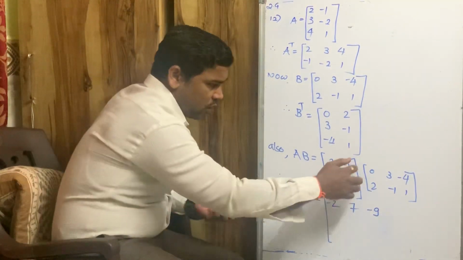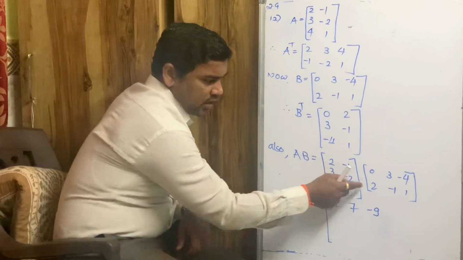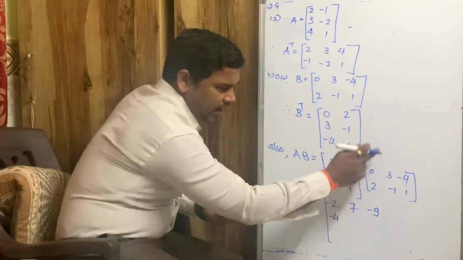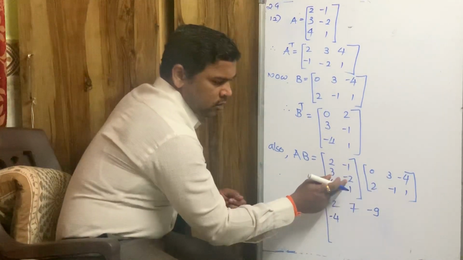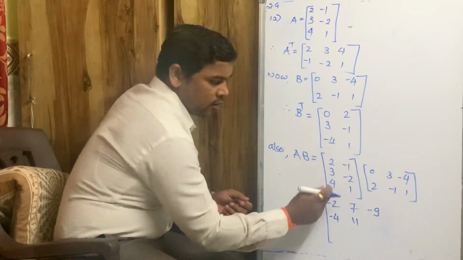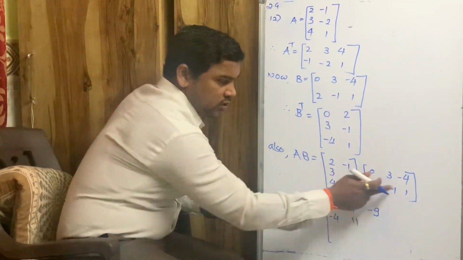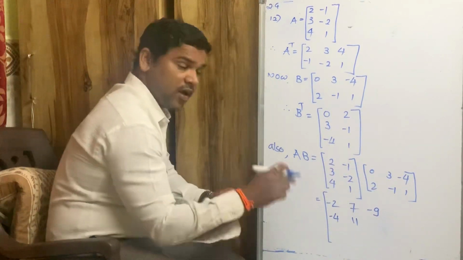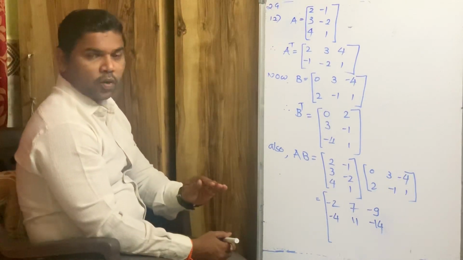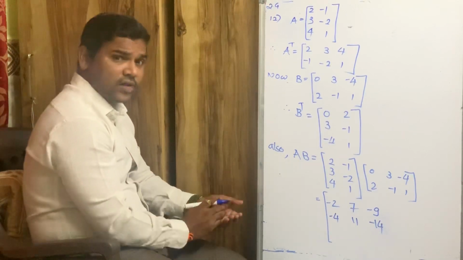Now second row, first column: 3 into 0 is 0, minus 2 into 2 is minus 4, so 0 minus 4 is minus 4. Second row, second column: 3 into 3 is 9, minus 2 into minus 1 is plus 2, so 9 plus 2 is 11. Second row, third column: 3 into minus 4 is minus 12, minus 2 into 1 is minus 2, minus 12 minus 2 is minus 14. I am skipping one step a little, because you have had enough practice with multiplication now, so you can avoid that step.